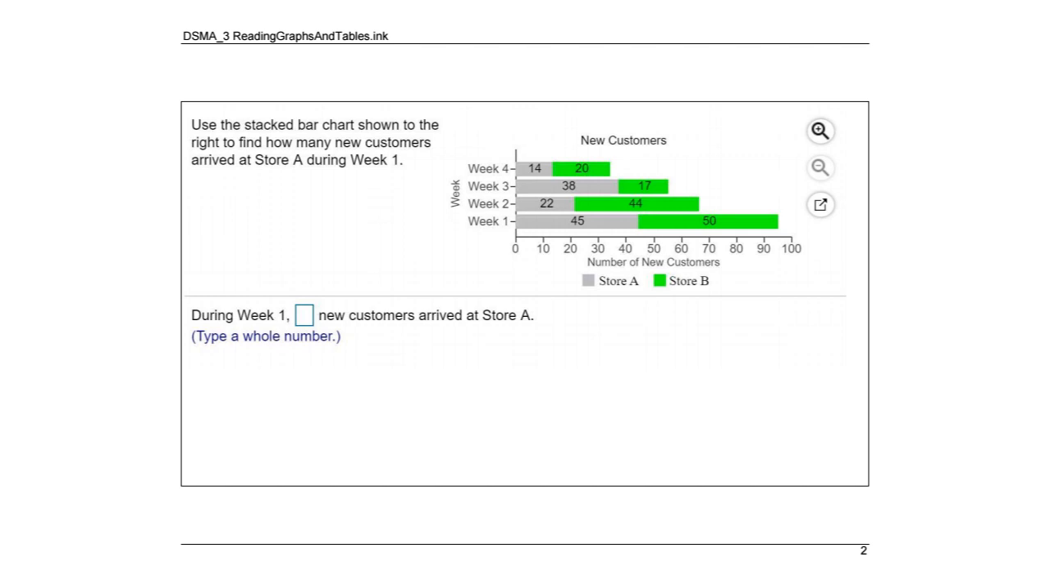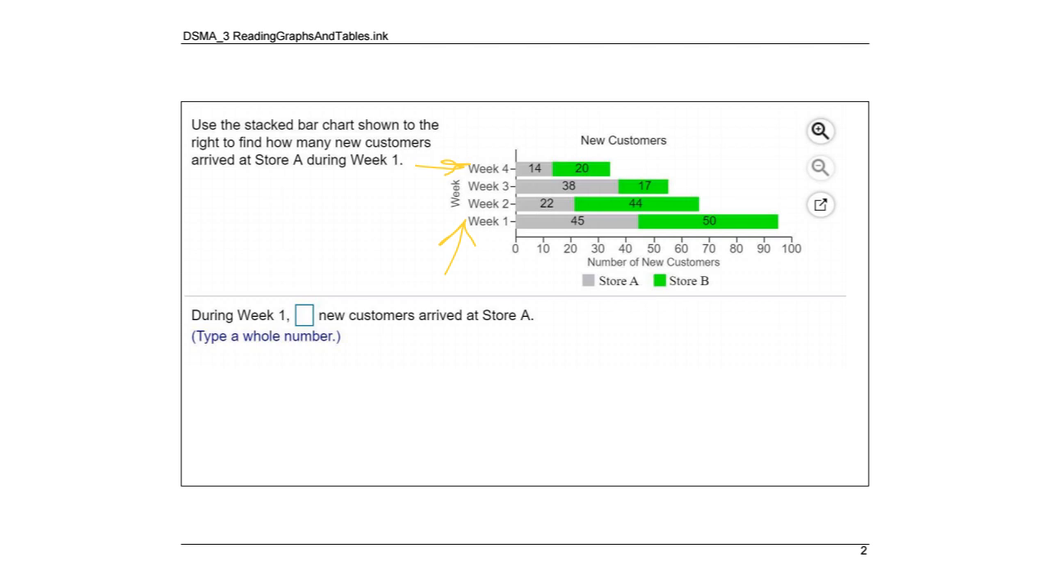This chart is called a stacked bar chart. It's stacked because you can see here for week 4, we have a gray box and then a green box on top of that. And so that's information for 2 different stores. The gray is for store A and the green is for store B. So we have weeks on our vertical axis here, week 1, 2, 3, and 4. Along the bottom, on what we call our x-axis, that's the number of new customers. And then the gray is for store A and the green is for store B.